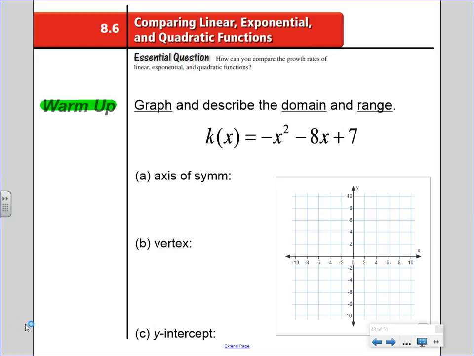The board's frozen still, huh? All right, axis of symmetry. Let's see what you guys came up with. Still frozen. There we go.